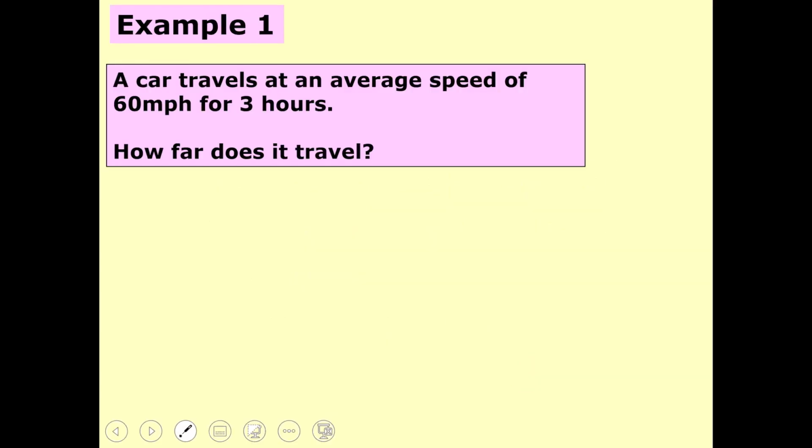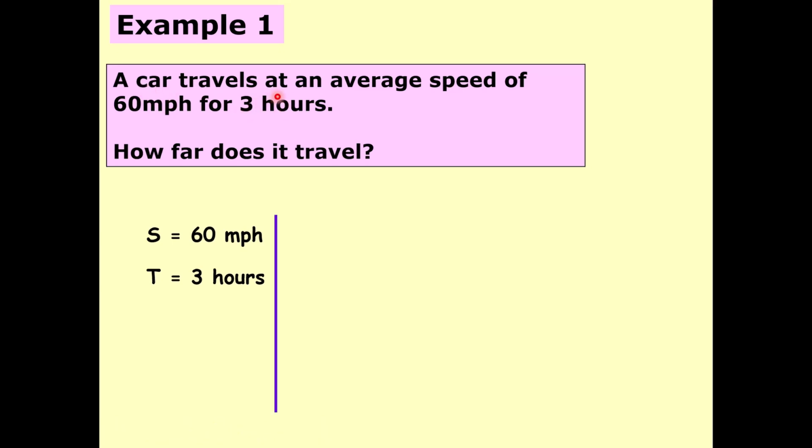So let's look at an example. Let's say a car travels an average speed of 60 miles per hour for 3 hours. How far does it travel? So we're going to pick out the information from our question. The speed equals 60 miles per hour, so S equals 60 miles per hour, and time equals 3 hours. So we've picked out our information from our question. So let's work out the distance travelled.